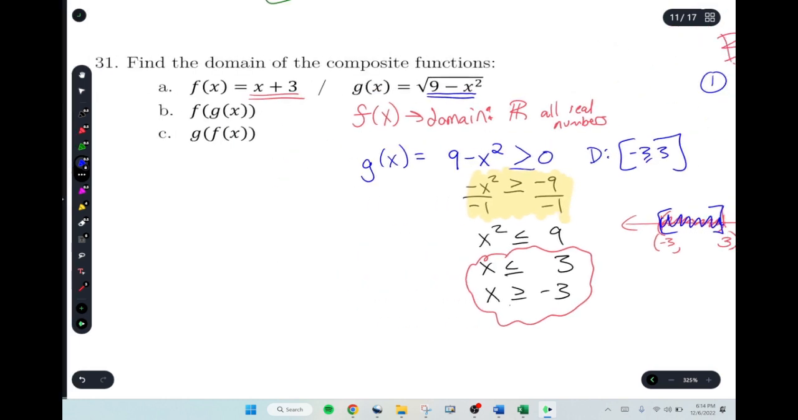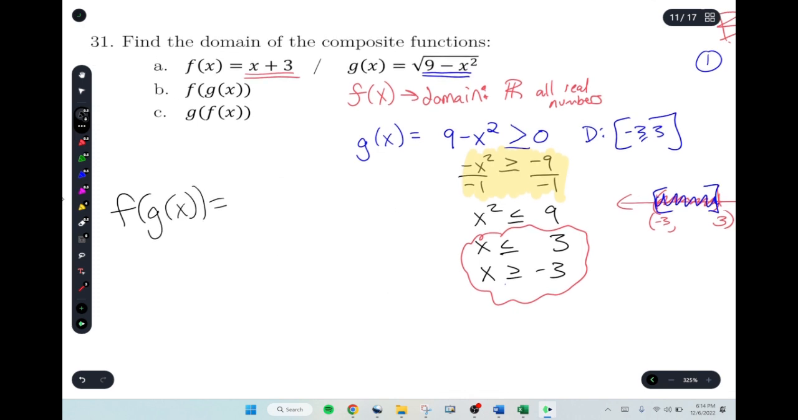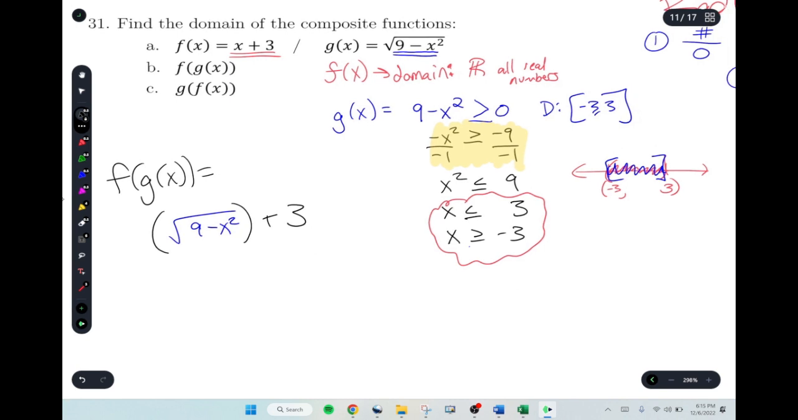Okay, but this is not composite. This is not even the problem. The problem is compose those two, right? So f of g of x is, plug in root 9 minus x squared, plus 3. Tell me, the domain of g of x would still affect.